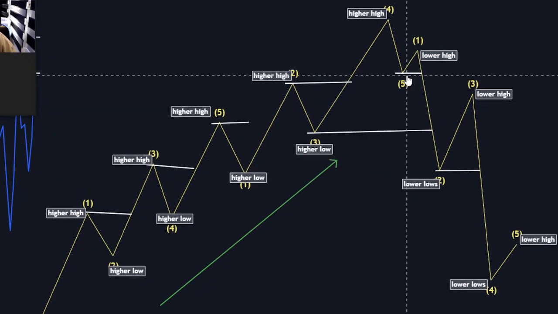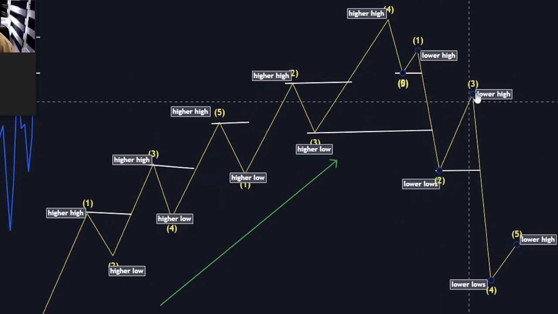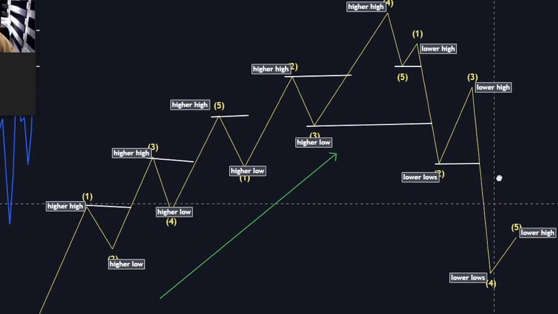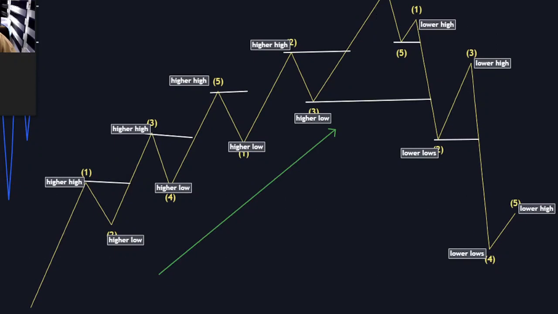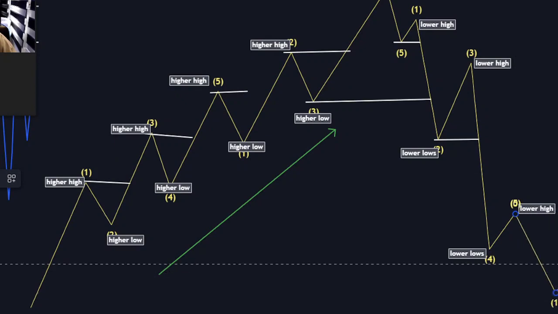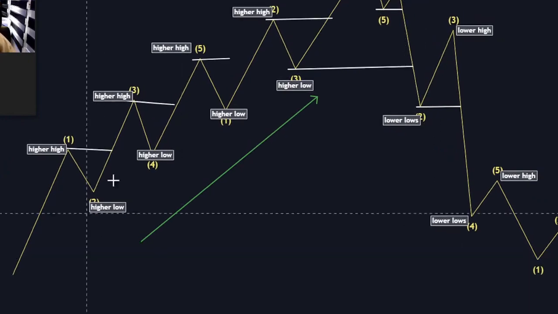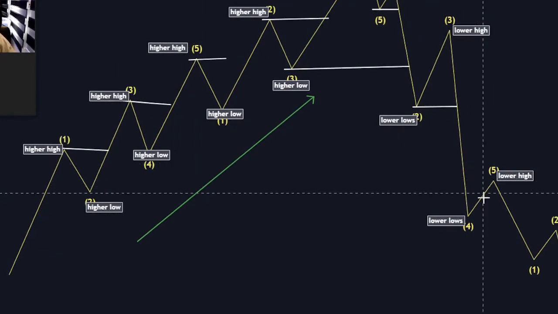So it started making lows. This is also a low. It started making lows, and then kept coming down. It kept on coming down. Could you see the movement? Do you see the movement that it's making?